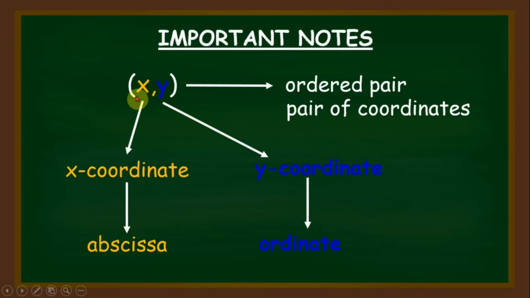The first coordinate is the x-coordinate, and it is also called the abscissa. And the second coordinate, or the second value, is called the y-coordinate, and it is also called the ordinate. We have to remember that the first value to be written is the x, and the y-coordinate should be written next.